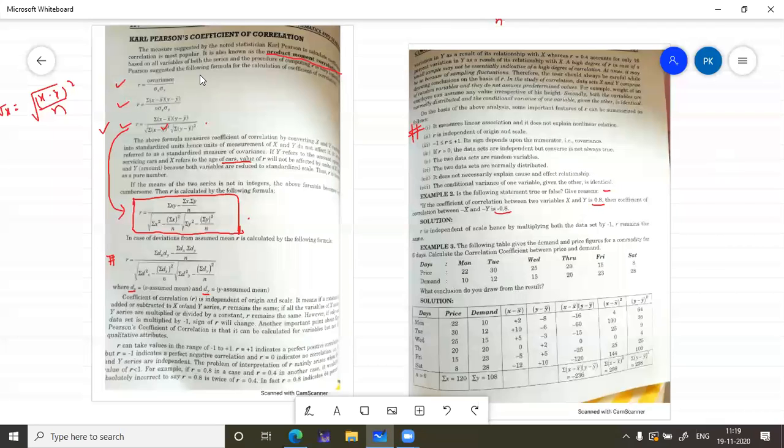किसी को कोई प्रॉब्लम है यहाँ तक? Can we take a problem based on correlation?